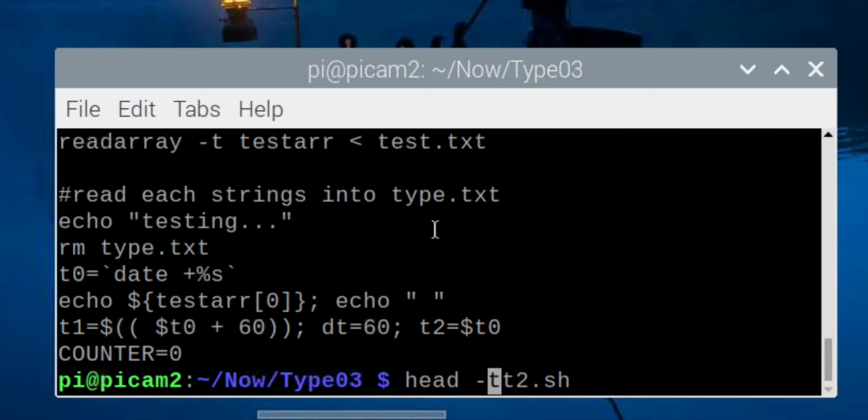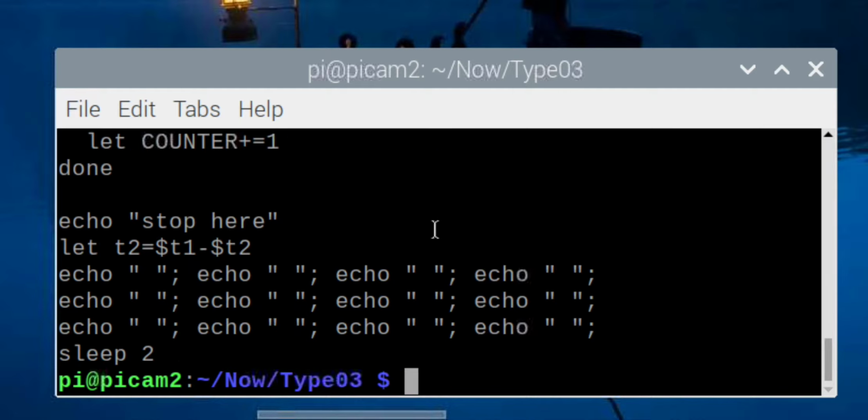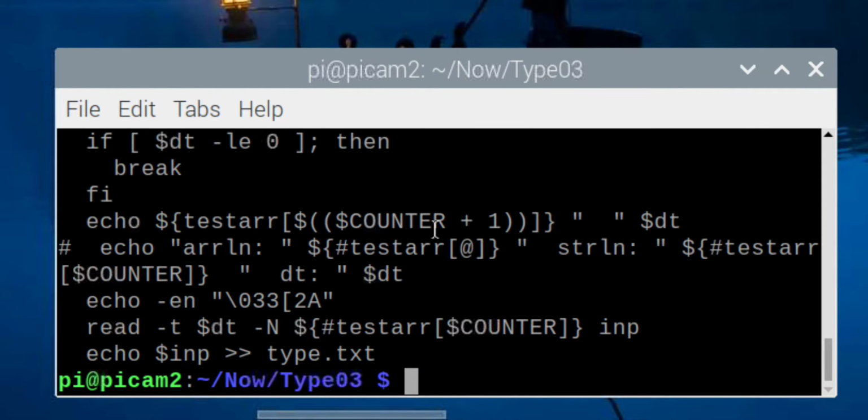You can see here. Okay, let's see over here, and there you go. You can see the read, that's the delta time, and then the dash n, and that's the number of characters. And so this is strictly a bash shell system.